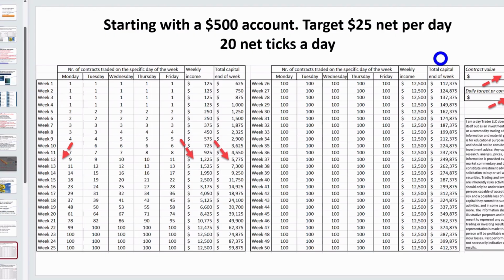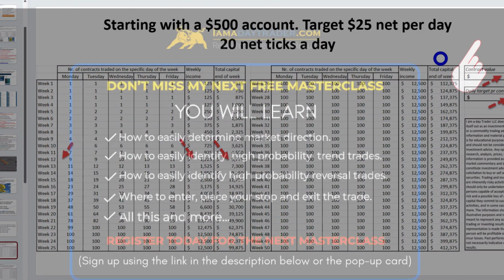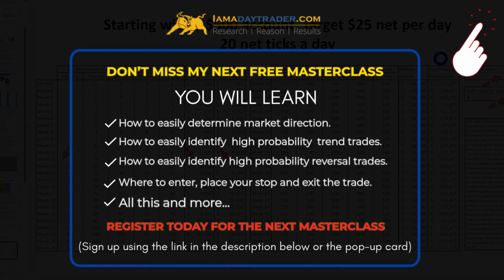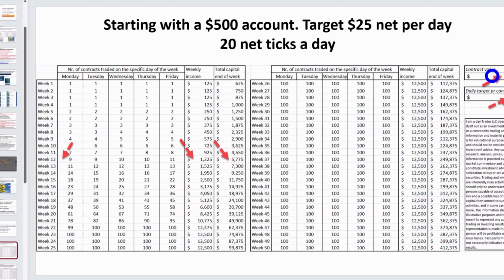What if within 30 weeks, traders, you could be earning $10,000 a week. Would this be worth watching or listening to, taking some of my advice? I've been trading now for 28 years. Absolutely. So please, just for a couple of minutes, really absorb what I'm stating here. If you start with a $500 account and go for $25 a day, that is 20 ticks. That is 20 ticks net a day.